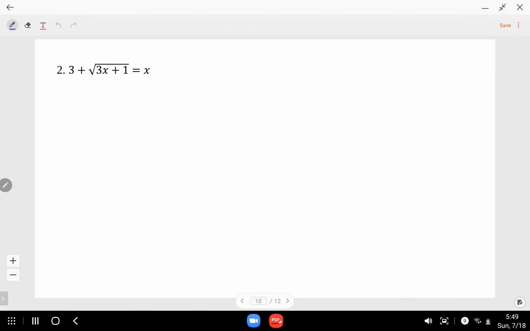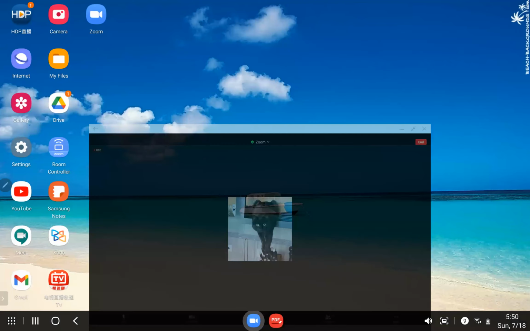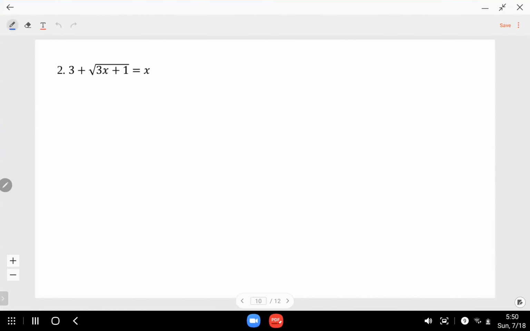So let's begin with number 2. 3 plus the square root of 3x plus 1 equals x. Find x, please. Come on, people. Yes, it's not that hard. I'll give you a few moments to think about this problem, and then I'll come back and check your answers, if there are any. Usually there aren't.